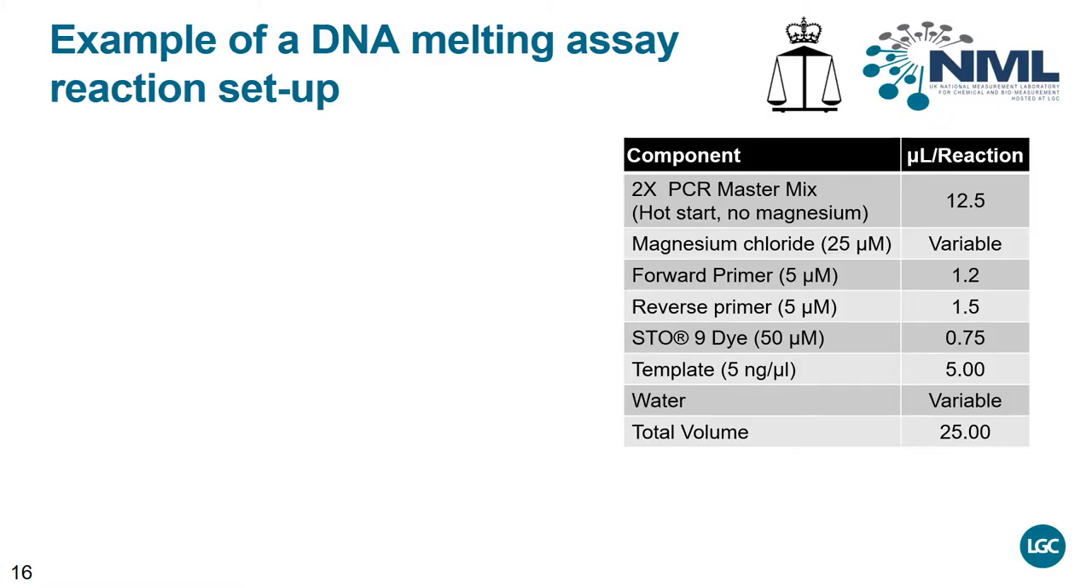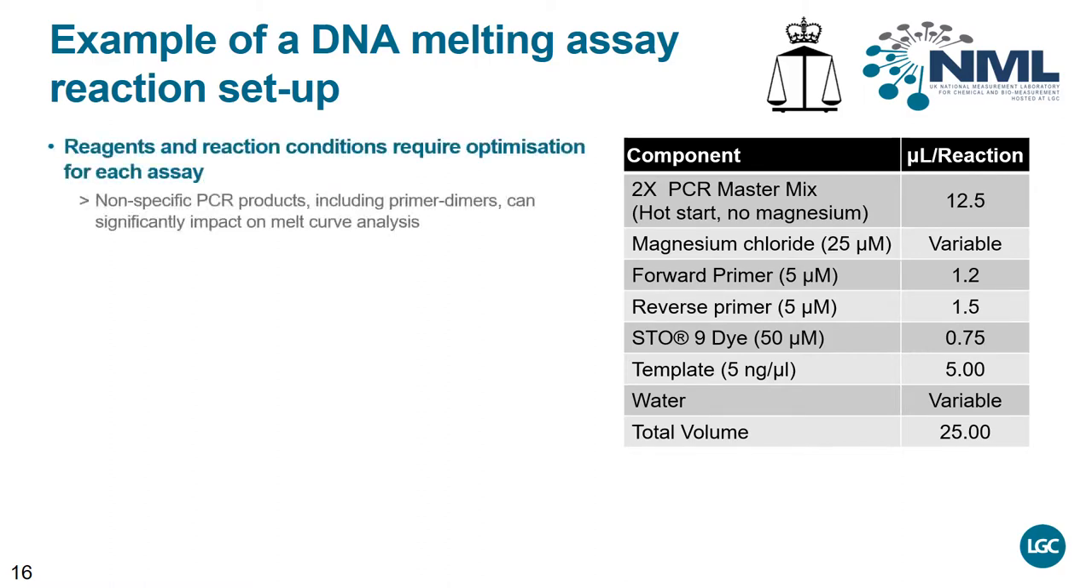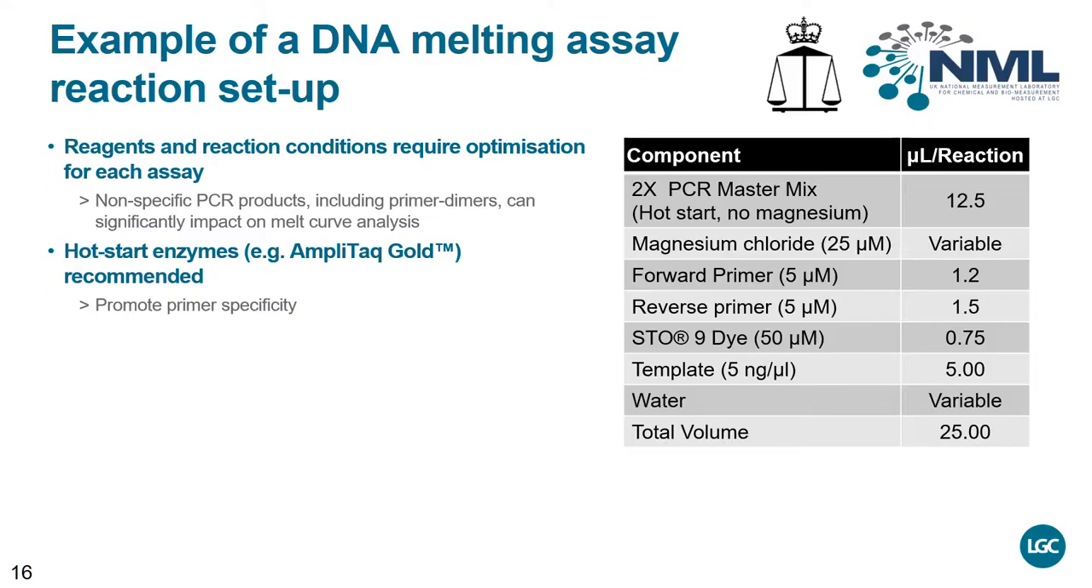Reaction setup for DNA melting curve analysis is similar to that for real-time PCR. However, as the presence of non-specific PCR products may have a significant impact on the final analysis, careful optimization of reaction components and conditions should be undertaken. The use of hot start Taq polymerase is recommended, as this may help reduce the likelihood of non-specific PCR products being generated. The table shown here illustrates the typical composition of a DNA melting PCR reaction and may be adopted for use with most primer sets.